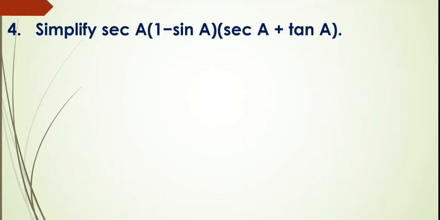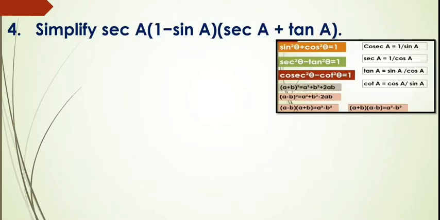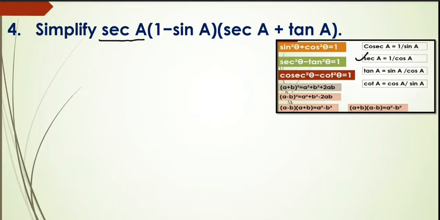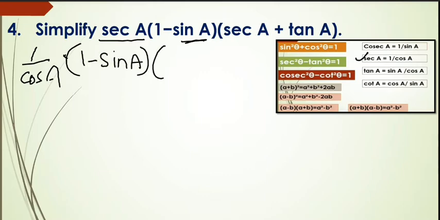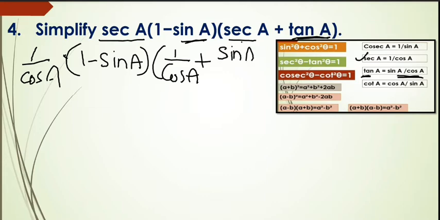That means here, instead of secant A we have to write 1 by cos A, into 1 minus sin A. Already sin is there, so just write that as it is: 1 minus sin A, into secant A plus tan A. Secant A once again written as 1 by cos A, plus tan A. Tan A can be written as sin A by cos A. So write that, sin A by cos A.